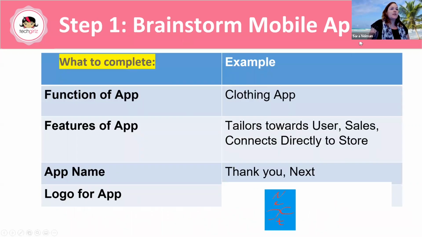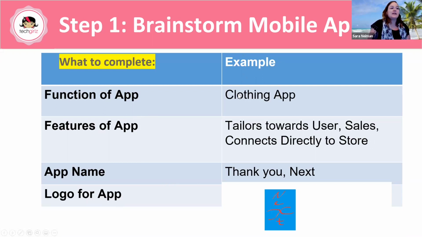So when we're brainstorming our mobile app, I just made a chart. You can make a list, you could type out your list on a Word document, you could just jot it down on a piece of paper, wherever you are keeping your notes for this activity, whatever works best for you. I'm a typer, so I actually typed this out. I made a little chart. So what am I completing here? I'm completing what's the function of my app, what are the features of my app, and I need 3. What's my app name, which I thought was pretty creative, and then my logo for my app.